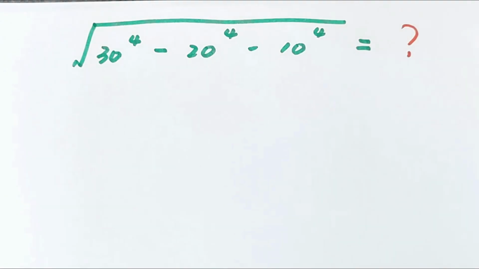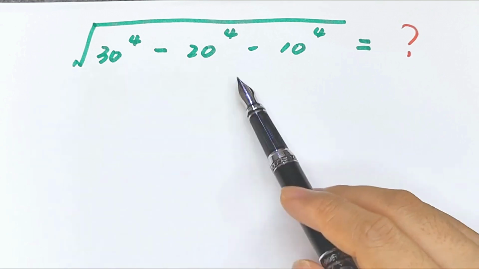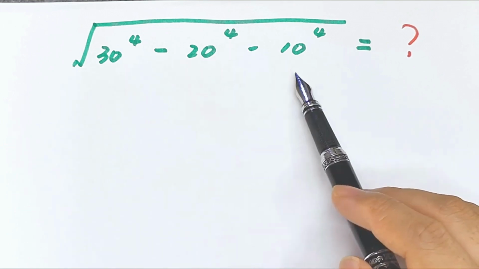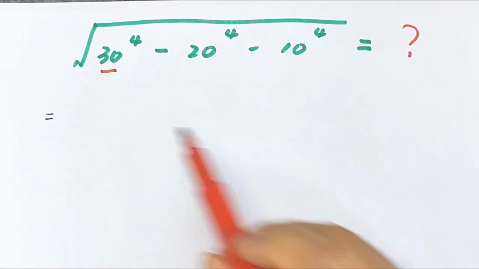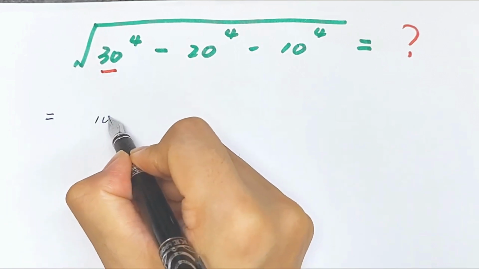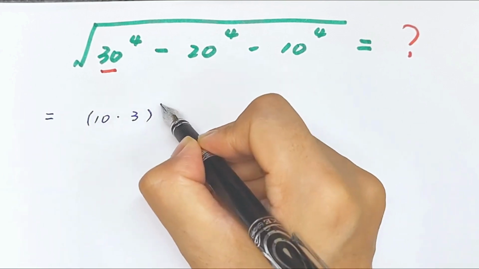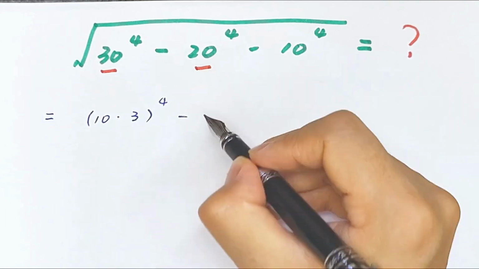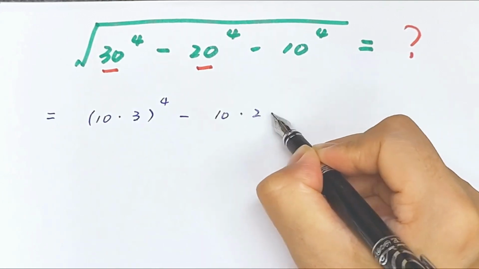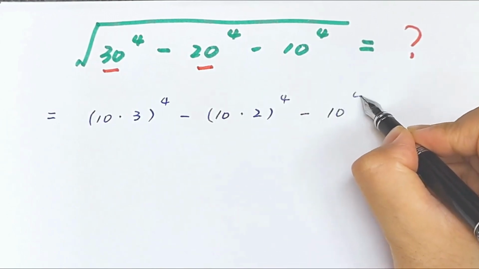Hello everyone, welcome to Maths4U. How to solve square root of 30 to the power of 4 minus 20 to the power of 4 minus 10 to the power of 4 equals. 30 is same as 10 times 3 bracket to the power of 4 minus 20 is same as 10 times 2 bracket to the power of 4 minus 10 to the power of 4.